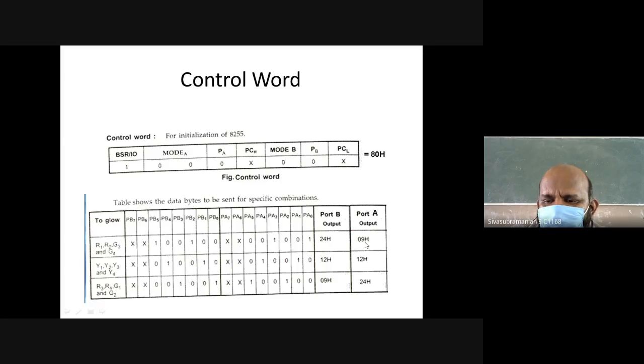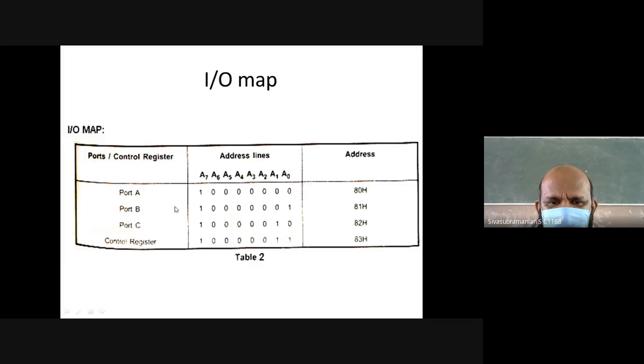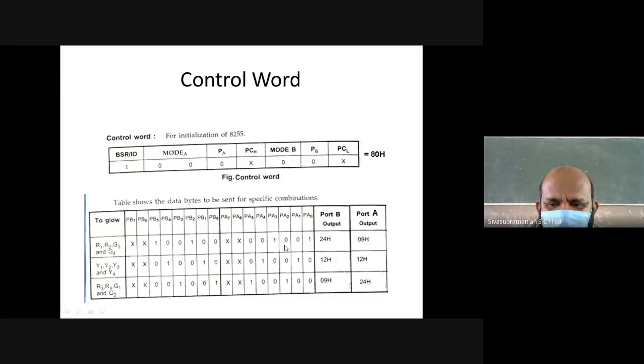So if my processor is giving an output to port A as 09 and to port B as 24, then this is the light that will be glowing here. Okay, how this glows is because of the initialization of this 8255 done using a control word of 80H, and that is because of initializing of these ports, right? So this is for one particular sequence of direction of flow from west to east and east to west, right?